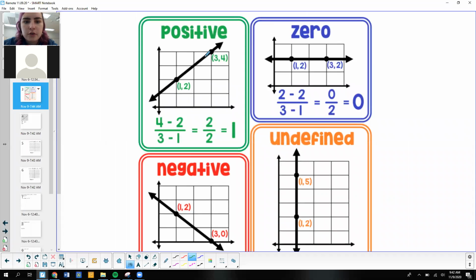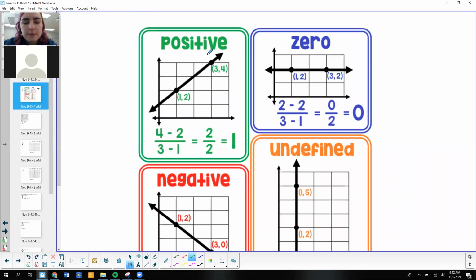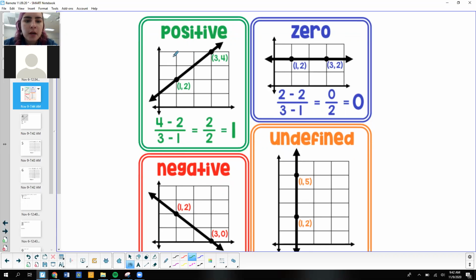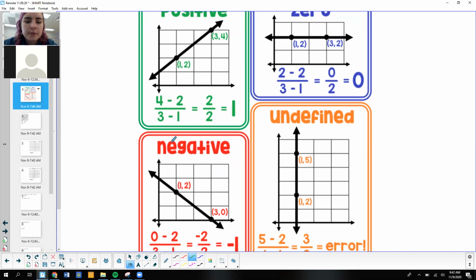I wanted to review the different slope types. If you don't have it in your notes, write down slope types. This is important because if you're trying to check yourself on whether you got the right slope or not, you can use this to help. A positive slope is going to trend upward from left to right. A negative slope is going to trend downward from left to right.